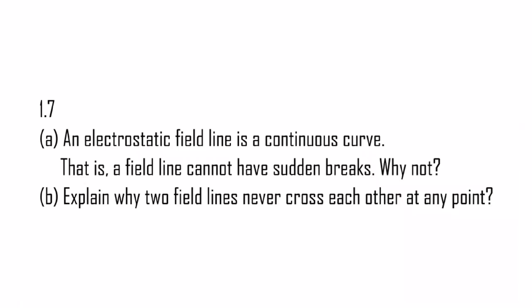Question number 1.7. An electrostatic field line is a continuous curve. A field line cannot have sudden breaks. Why not? Sub-question B. Explain why two field lines never cross each other at any point.